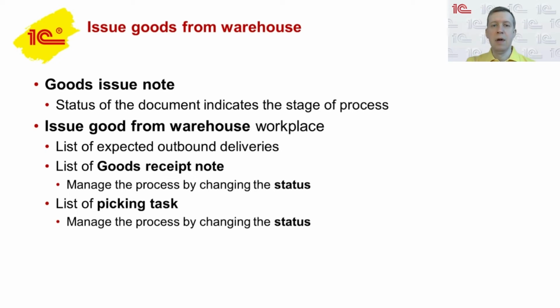And as usual, we use the status of a document to manage the process. In case of using bins for storage of remaining products, it's required to pick the goods from storage bins and to transfer the goods to the outbound area. To do this, the warehouse keeper creates picking jobs for warehouse workers. The process of completing the picking jobs is also indicated by status. For example, status fully completed means that all goods are picked and placed to the outbound area.